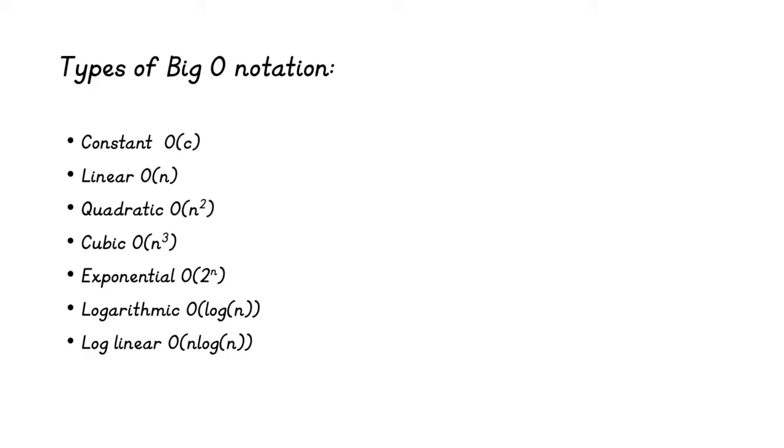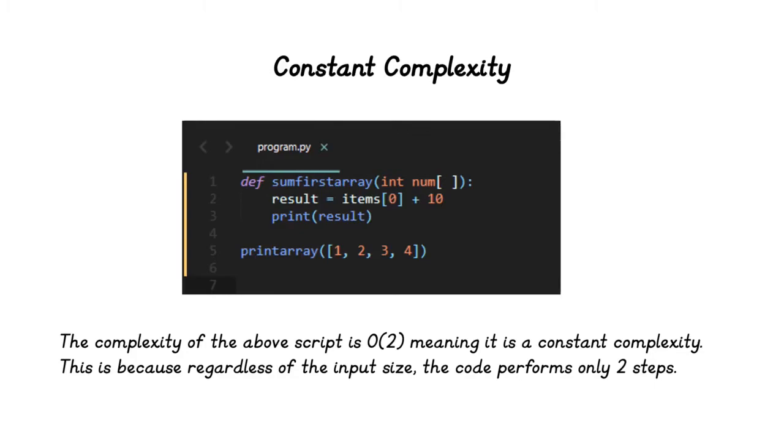Best way to understand big O notation is through some examples in Python code. So let us jump right into some examples. Look at the piece of code shown on the screen. Here, the complexity of the above script is big O of 2, meaning it is a constant complexity. So you might be wondering how we got big O of 2. Well, this is because regardless of input size, the code performs only two steps. That is, adding the constant 10 to the first element in the array and also printing the result.